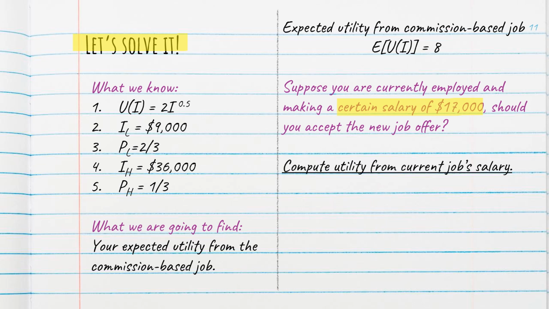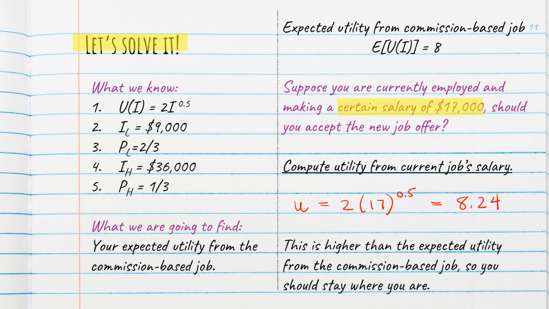So we have to compute the utility from the current job. Now, it's not really an expected utility because it's certain. So all that matters here is that your income in thousands at this current job is 17. So your utility is going to be equal to 2 times 17 to the 0.5 power. I obviously need to use a calculator to compute that, and if I do, I get 8.24. So we answer this question. What should you do? Should you stay with the current job or should you move to the commission-based job? Well, the utility from your current job is higher than the expected utility from the commission-based job, so you should definitely stay where you are.